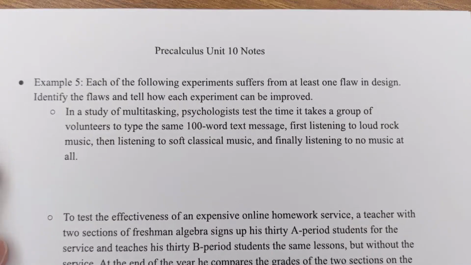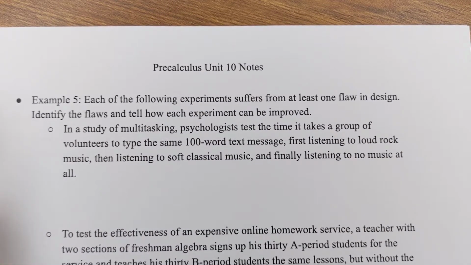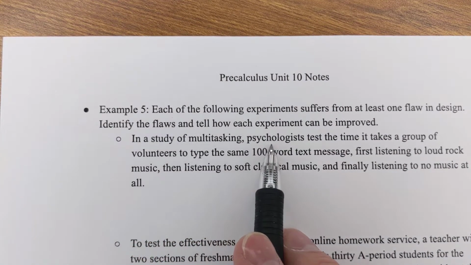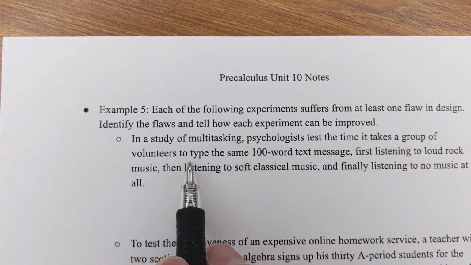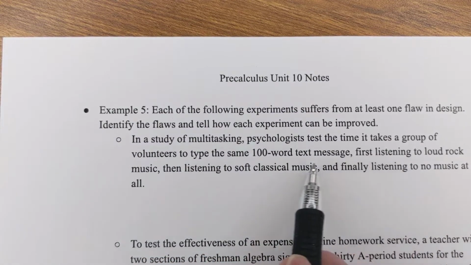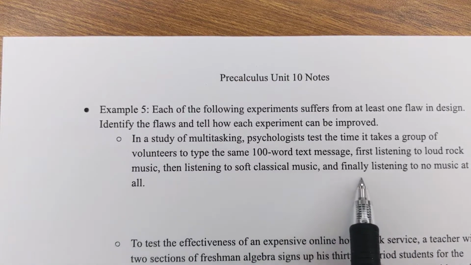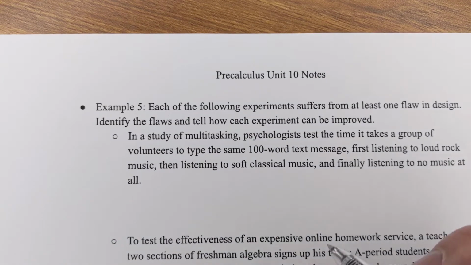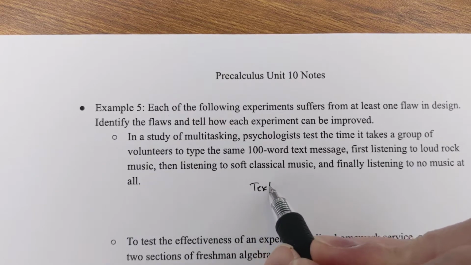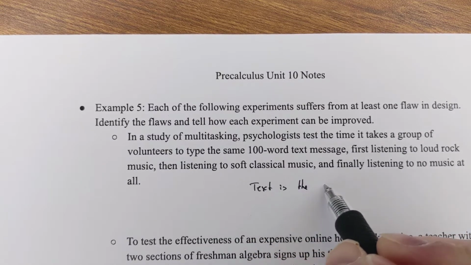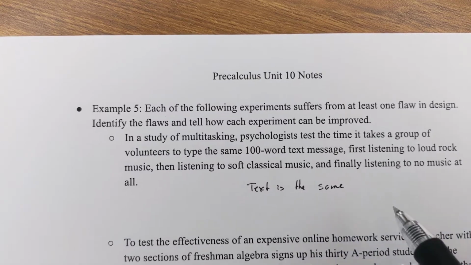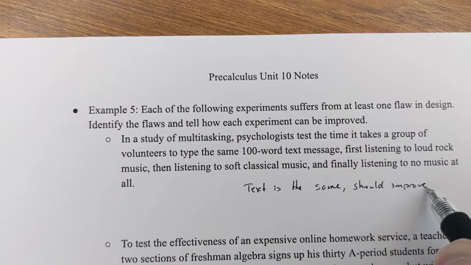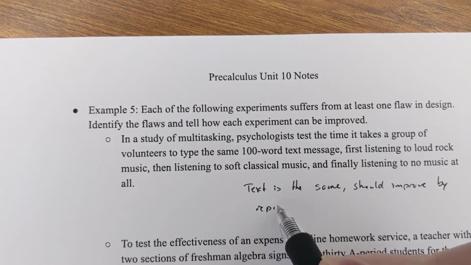Okay, so example 5. Each of the following experiments suffer from at least one design flaw. Identify the flaw. In a study of multitasking, psychologists test the time it takes a group of volunteers to type the same 100-word text message, first listening to loud rock music, then listening to soft classical music, and finally listening to no music at all. So the issue here is the text is the same. So they should improve just because they're typing it more than once, by repetition, essentially.